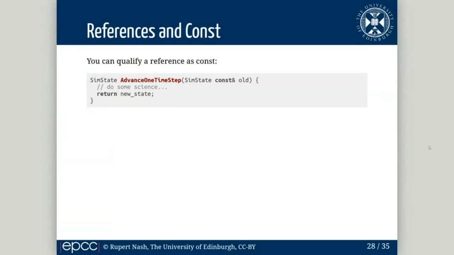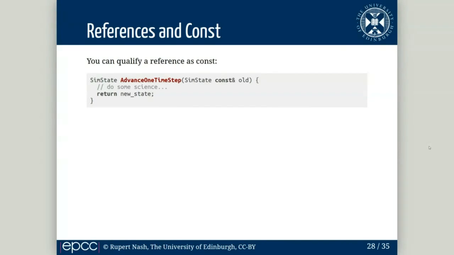You can qualify the reference, as mentioned earlier, as const. So that's how we do it. We've got simstate there, it's a const, and then the ampersand, so it's a const reference. It's quite nice to put it that way, because then you can see it is a const reference. So it's a reference that can't be changed. And old is that const reference that we're passing into the function.